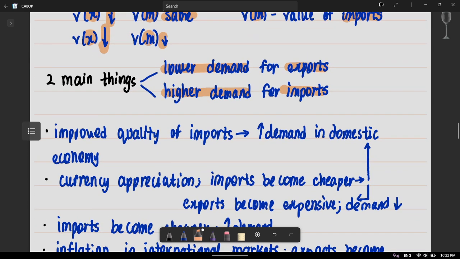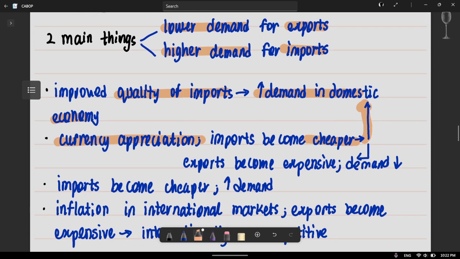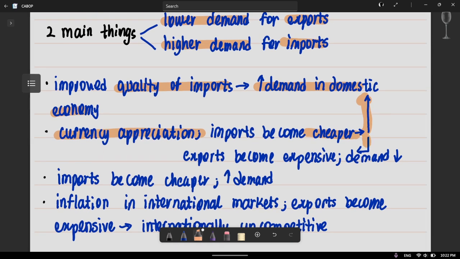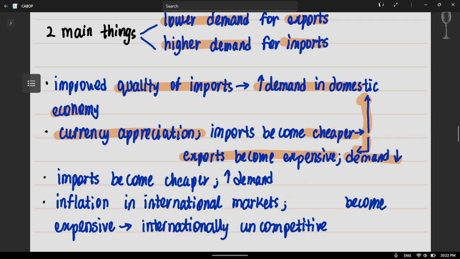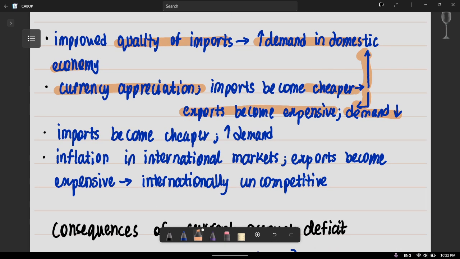For example, over here, let's say that the quality of imports increases. Now, if the quality of imports increases, then the demand in the domestic market for them will increase, wouldn't it? Then if we have a currency appreciation, it means that imports will become cheaper, which will again increase demand in the domestic economy. Or you could also explain it as, since exports will become expensive, demand for exports will decrease. Never mind. Exports could become cheaper.